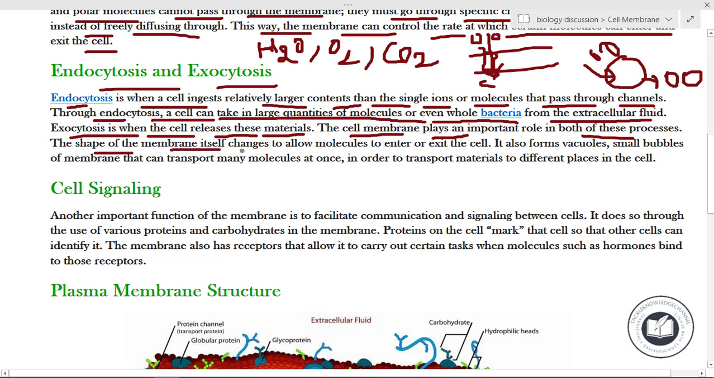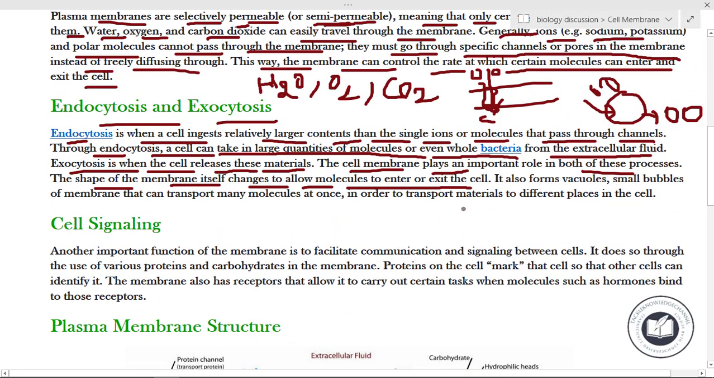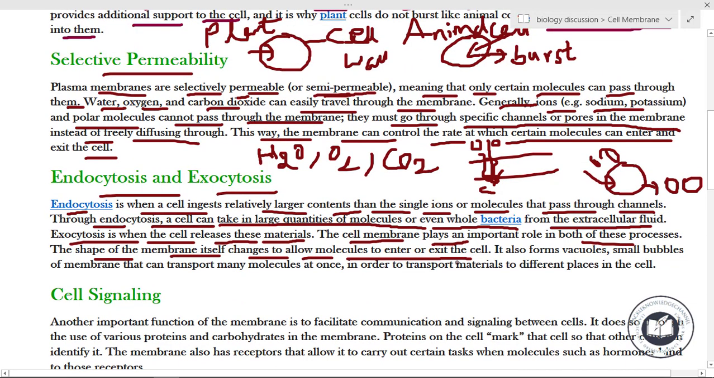The shape of the membrane itself changes to allow molecules to enter or exit the cell. It also forms vacuoles, small bubbles of membrane that can transport many molecules at once, in order to transport materials to different places in the cell.